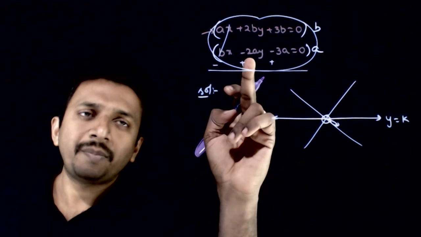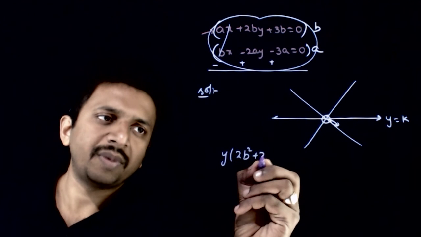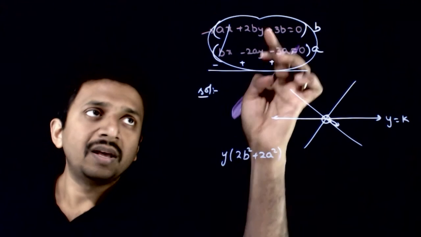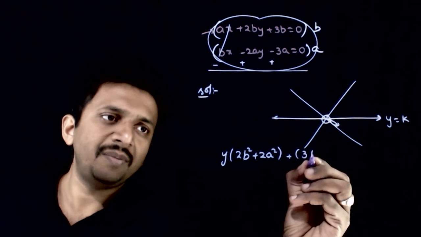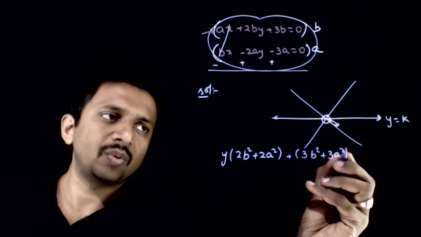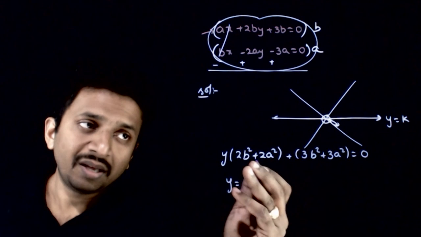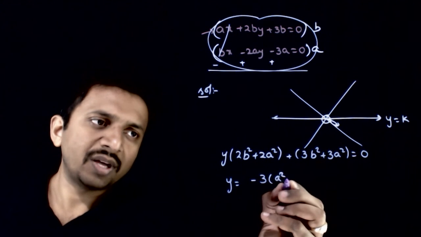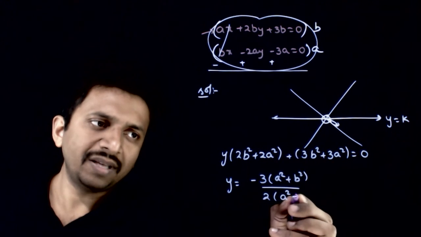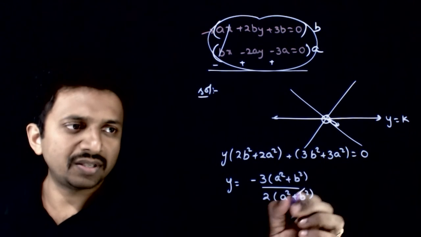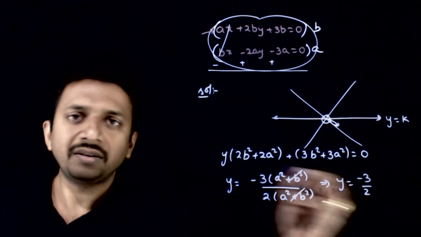2b square y plus 2a square y. That is y times 2b square plus 2a square plus 3b square plus 3a square is equal to 0. This implies y is equal to minus 3 times a square plus b square by 2 times a square plus b square. So this gets cancelled. That implies you have y is equal to minus 3 by 2.